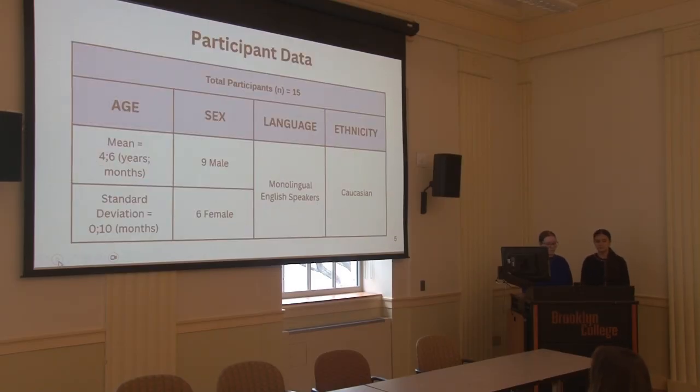And to give a quick overview of our sample, we included 15 preschool age children, and the average age was about 4 years and 6 months old, while the standard deviation was about 10 months. The group included 9 males and 6 females, and all participants were monolingual English speakers who identified as Caucasian.